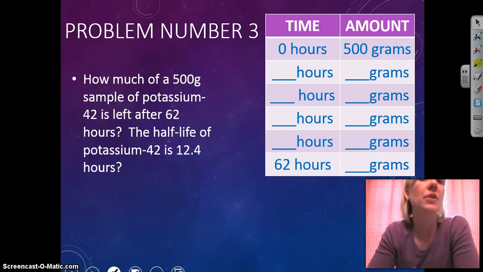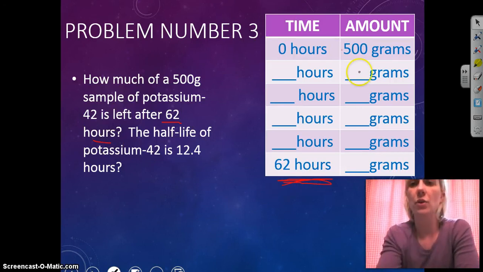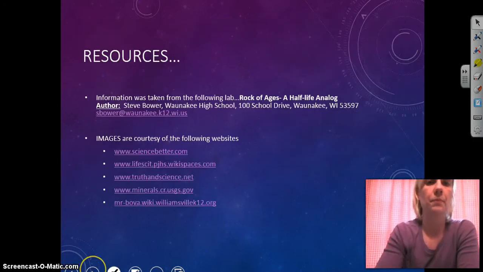Okay, I've set up the chart. I've also taken it down because it does say 62 hours. So I put your 62 hours in, times 0, 500. I've given you the correct amount of spaces. You just are going to have to go through and figure out the math.